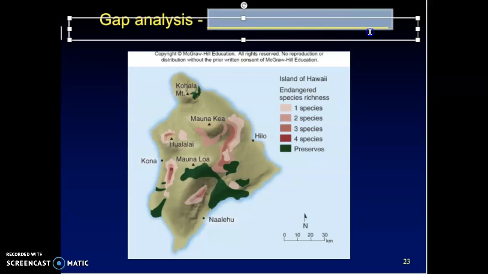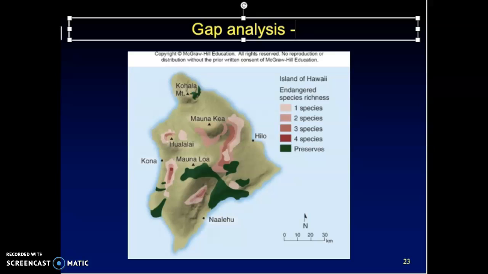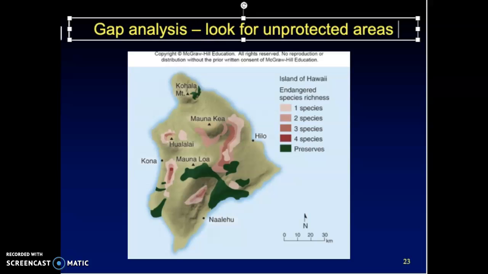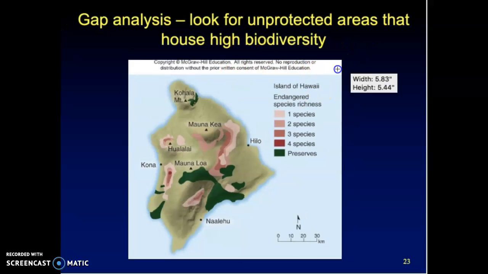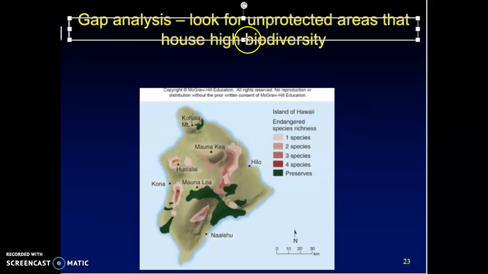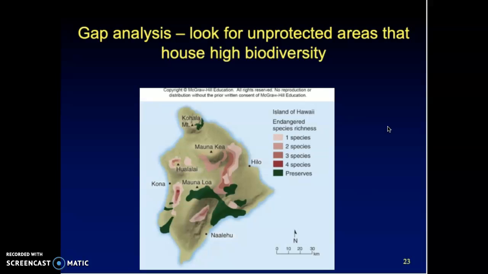So when we start doing this, when we start putting things into protection, we need to do a gap analysis of the species, of the community, of the biome, whatever you want to call it, depending on how big the project is, and figure out what is the best place to work. So what a gap analysis will do, it's going to look for unprotected areas that house high biodiversity. So you got a lot of species in this area. It's not protected right now. Maybe we need to readjust our protected areas.